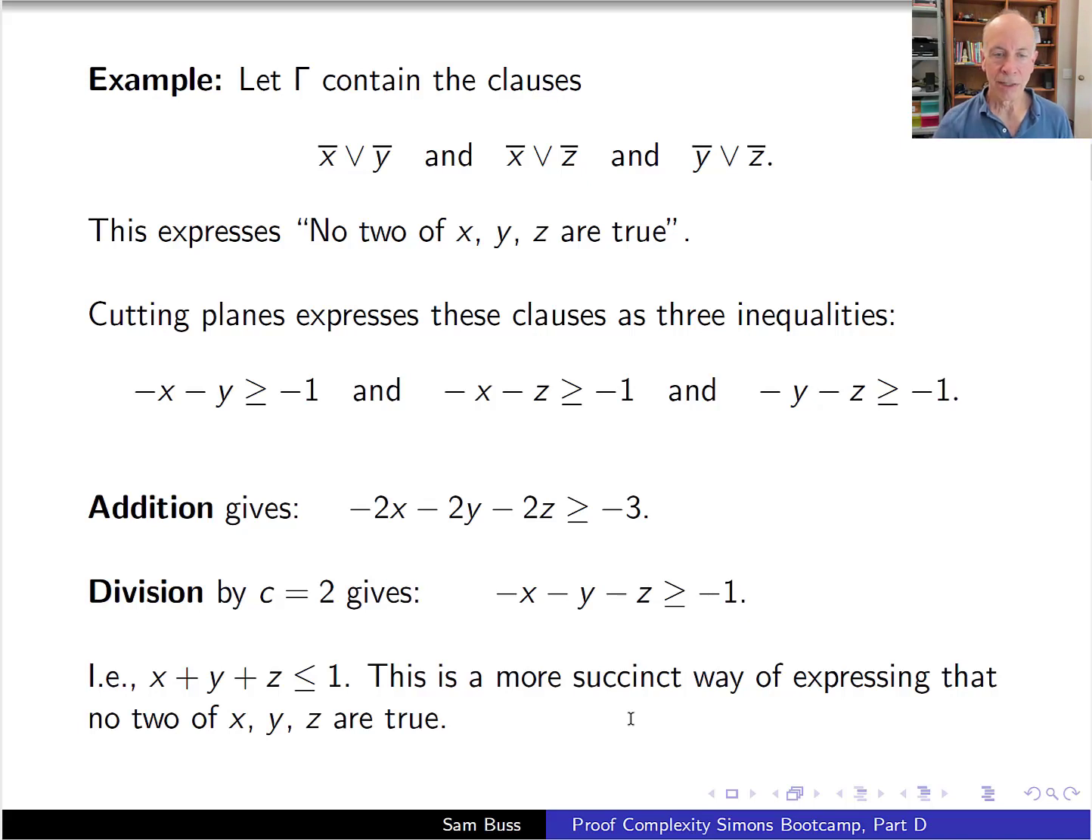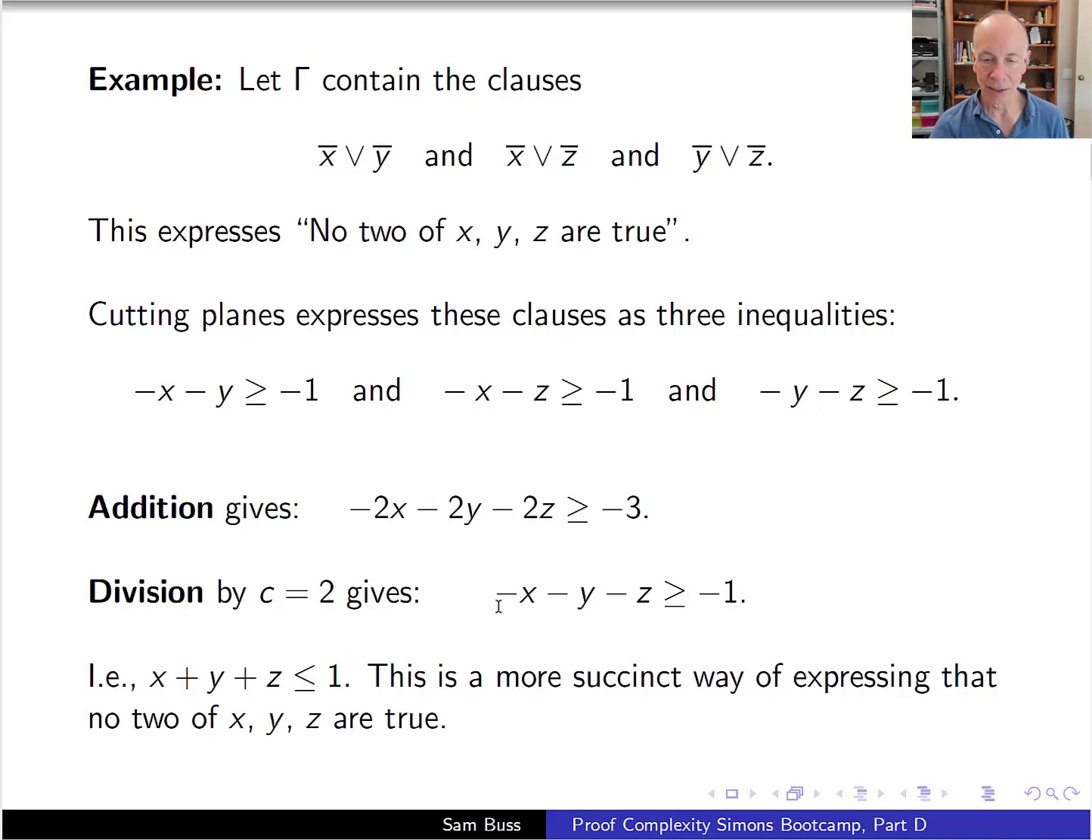If we add up, using two instances of the addition rule, these things, we get minus 2 times x plus minus 2 times y plus minus 2 times z greater than or equal to minus 3. Now we can divide by 2, and we get minus x minus y minus z greater than or equal to minus 1. And this, of course, means intuitively the same thing as x plus y plus z less than or equal to 1.